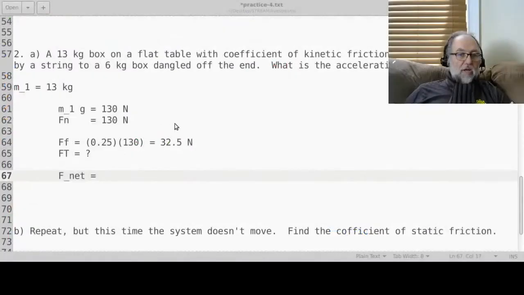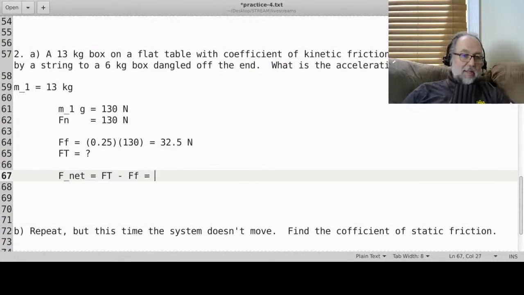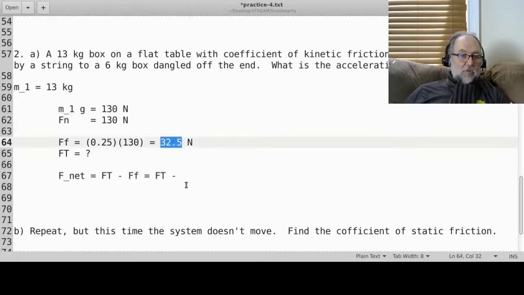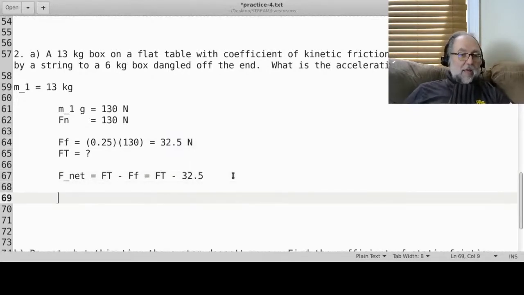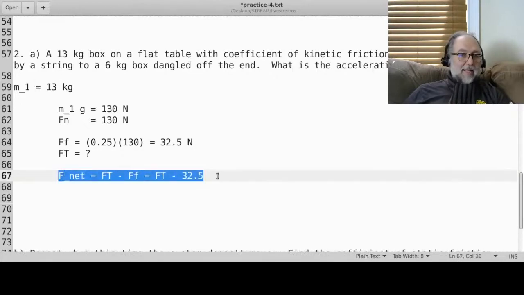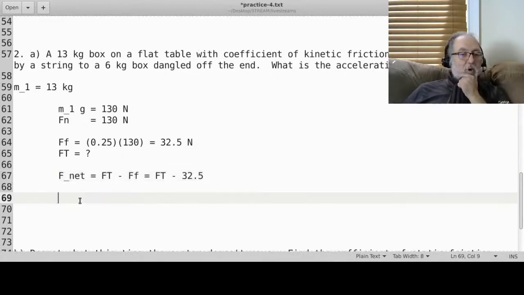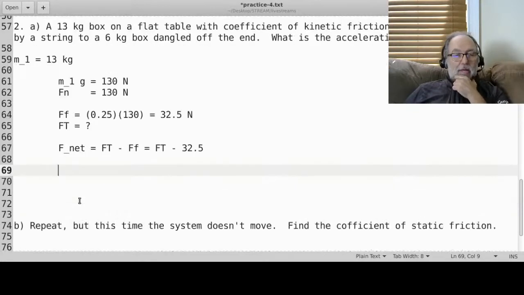And so over here we could write, which one's winning? The force of tension is winning. Tension is winning over the force of friction. We don't have a number for the tension, but we do have a number for friction, 32.5, and that's it. That's as far as you can really go with that. You really can't say anything else. At this point, you go, well, now what do I do?